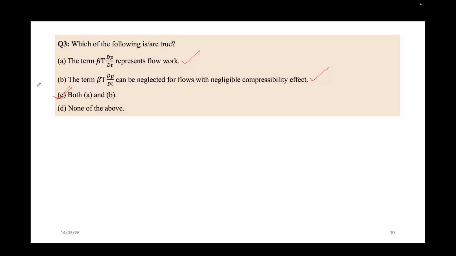In other words, negligible compressibility effect basically also means incompressible fluid, almost incompressible, right? If it is incompressible, then you can also say that the total derivative term of the pressure will be almost zero.